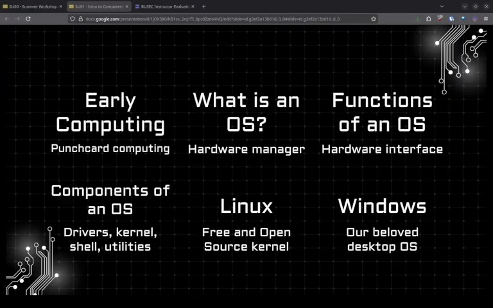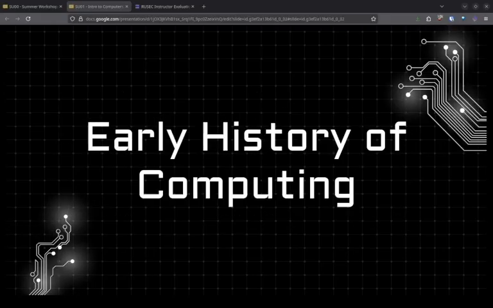First, we'll go over what we're going over today. We're going to start off with a short introduction on early computing, more specifically the first computers, which were punch card computers. After that, we'll talk about what is an operating system and then its functions. After that, we'll look at the different parts of an operating system, the drivers, the kernel. Then we'll take a look at two of the most popular operating systems, Linux and Windows, and see what they have to offer. So let's get started with the early history of computing.